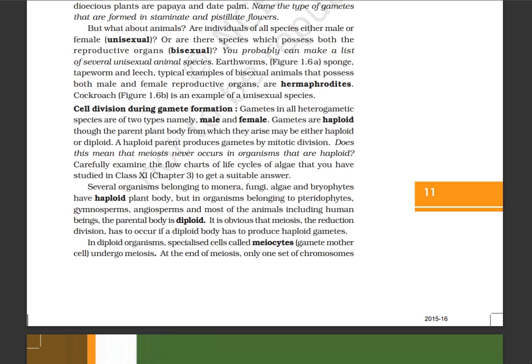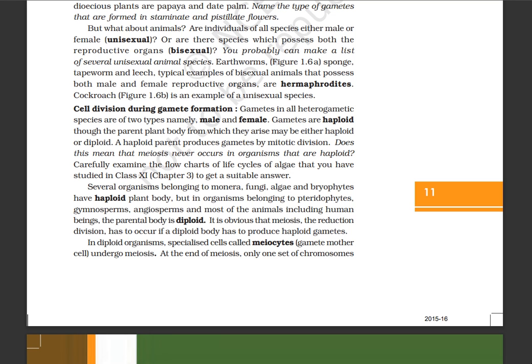Carefully examine the flowcharts of life cycles of algae that you have studied in Class 11, Chapter 3, to get a suitable answer. Several organisms belonging to Monera, fungi, algae and bryophytes have haploid plant body, but in organisms belonging to pteridophytes, gymnosperms, angiosperms, and most of the animals including human beings, the parental body is diploid. It is obvious that meiosis, the reduction division, has to occur if a diploid body has to produce haploid gametes.